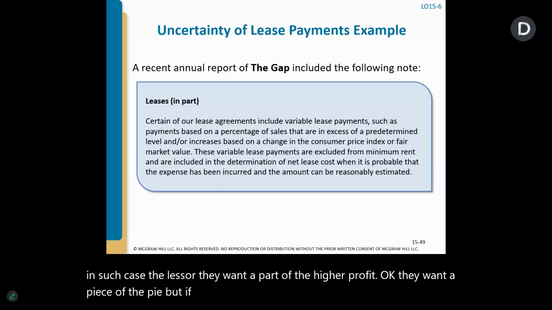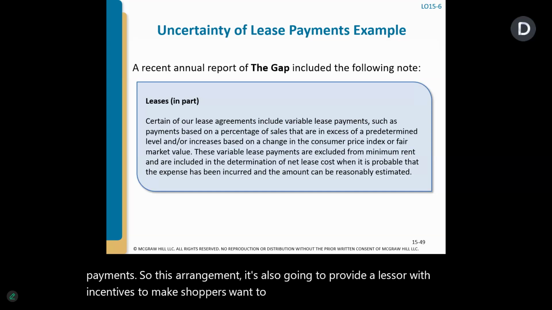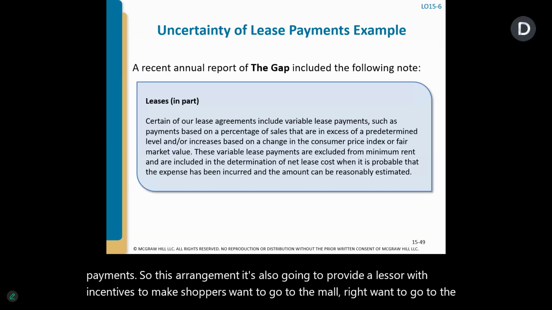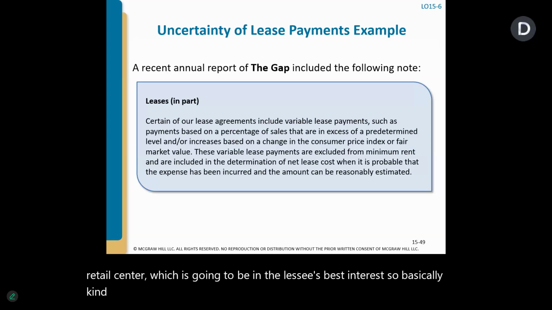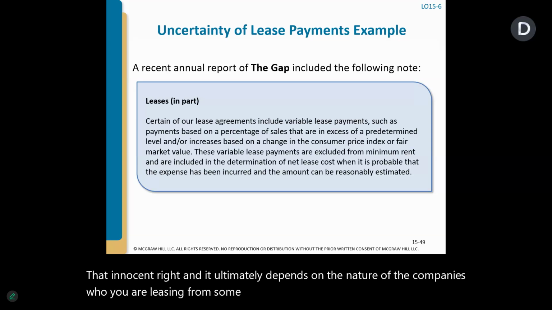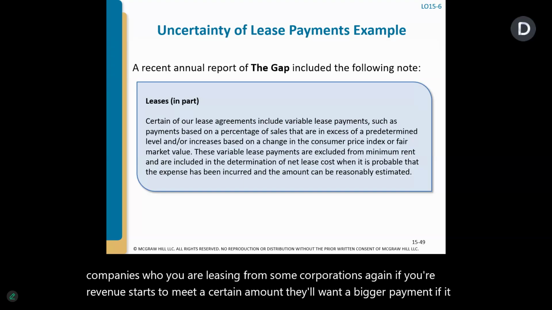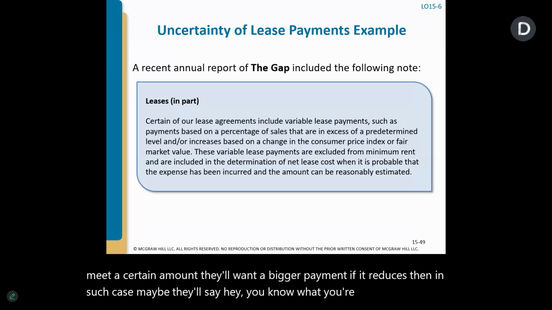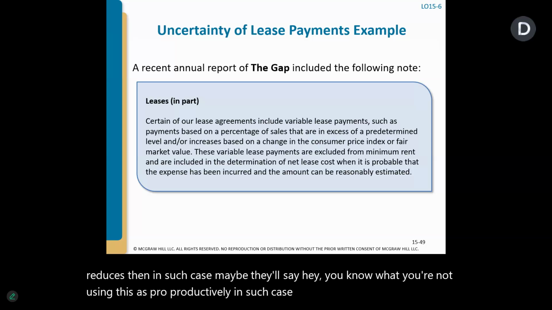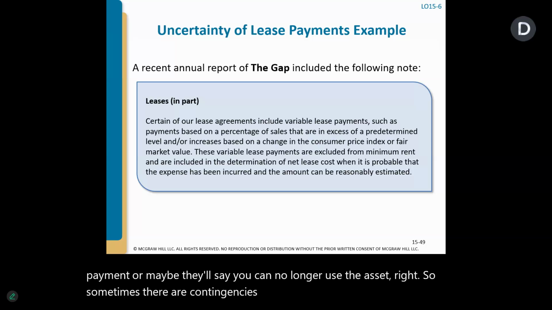But if not, then the lessee is going to just make the normal payments. So this arrangement is also going to provide the lessor with incentives to make shoppers want to go to the mall, right? Want to go to the retail center, which is going to be in the lessee's best interest. So basically kind of like you scratch my back, I scratch your back in a sense, right? And it ultimately depends on the nature of the companies who you are leasing from. Some corporations, if your revenue starts to meet a certain amount, they'll want a bigger payment. If it reduces, then in such case maybe they'll say, hey, you're not using this asset productively. In such case, maybe they'll reduce the payment, or maybe they'll say you can no longer use the asset, right? So sometimes there are contingencies that are detailed in leases.